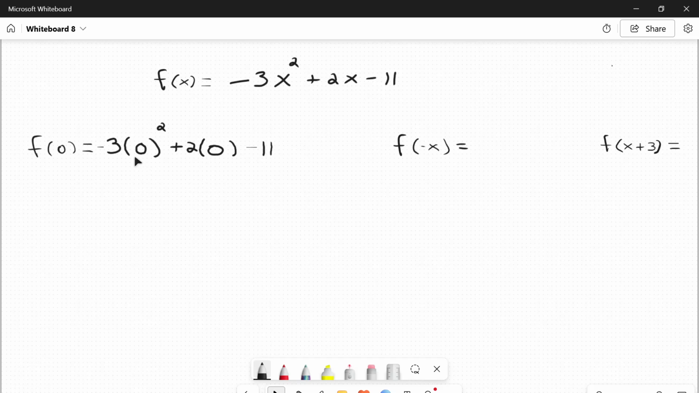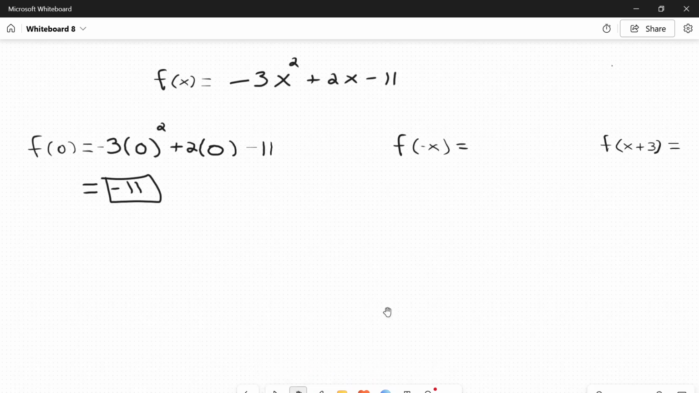And I'm going to shortcut this pretty quick. 0 squared is 0, 3 times 0 is 0, 2 times 0 is 0, 0 plus 0 is 0. All of this is just going to evaluate to 0, and then we're left with minus 11. So f of 0 is equal to negative 11. That will be our answer for that first bit.